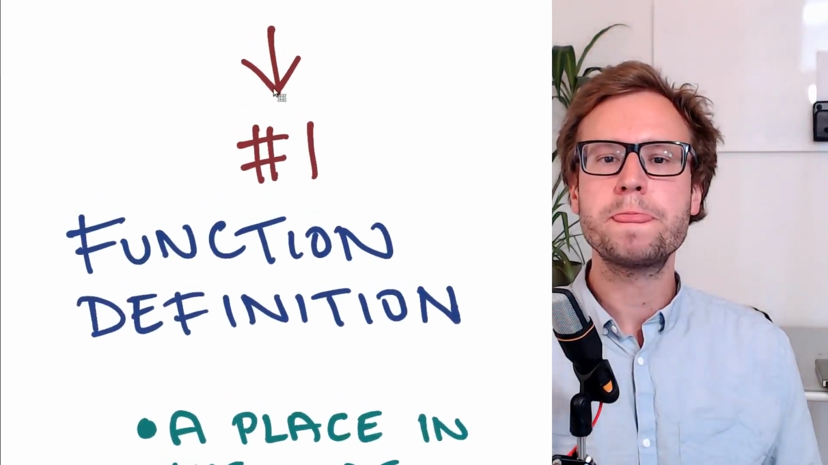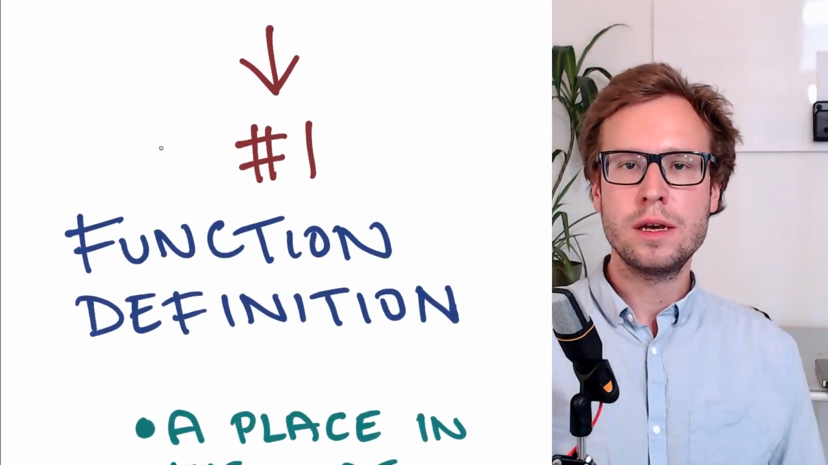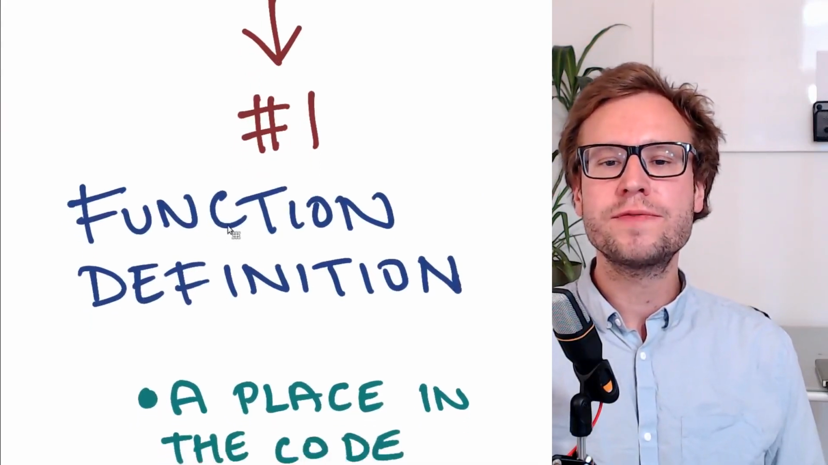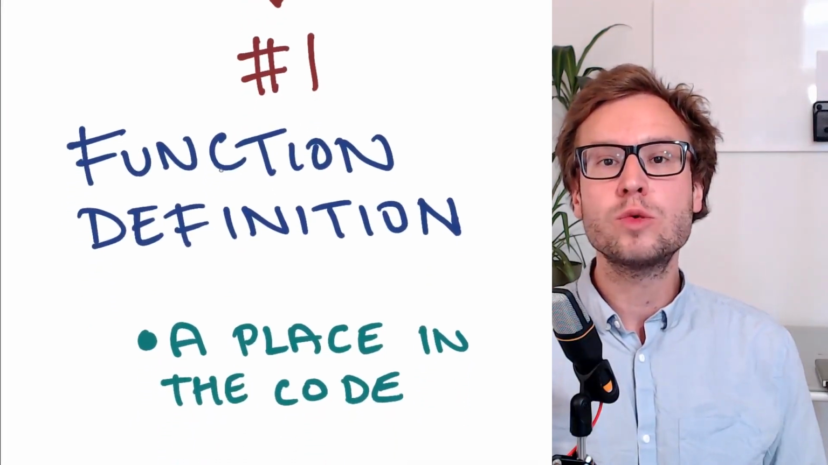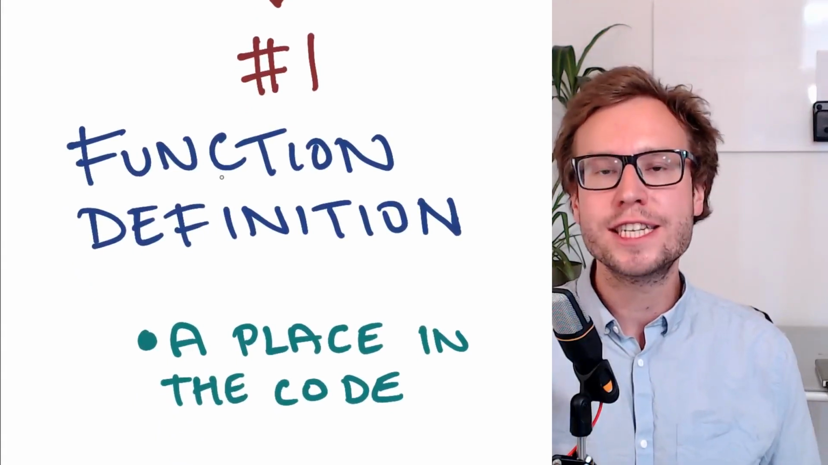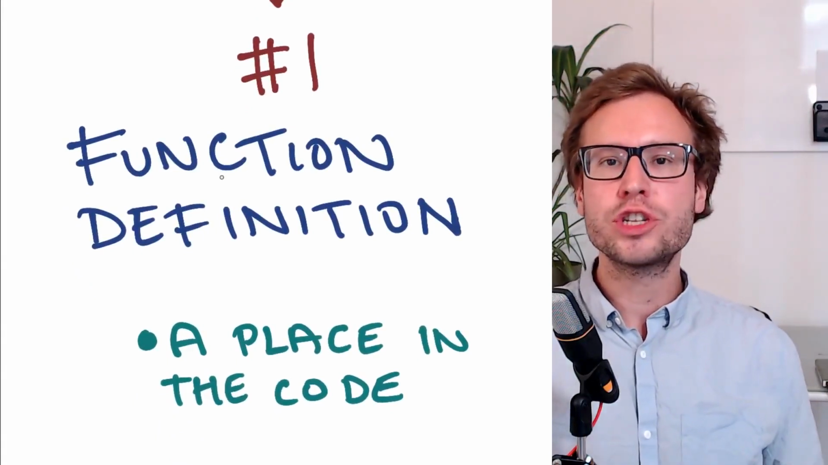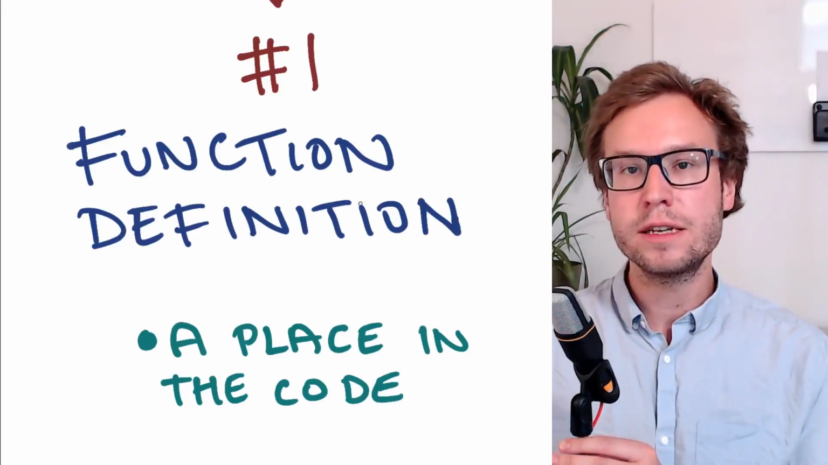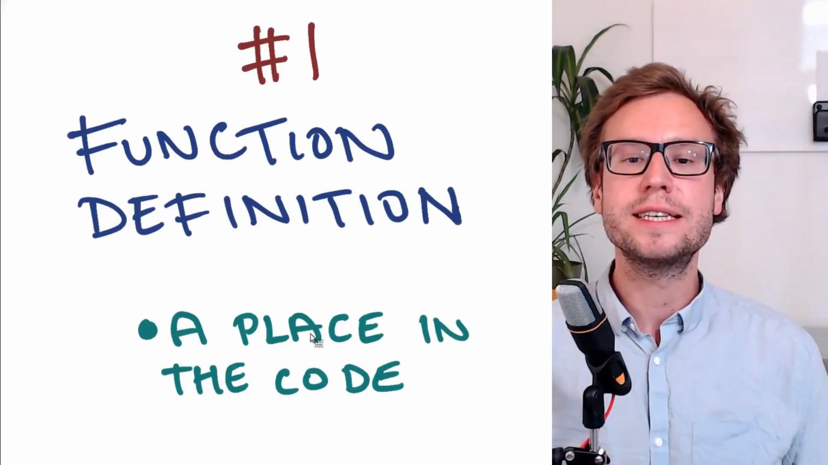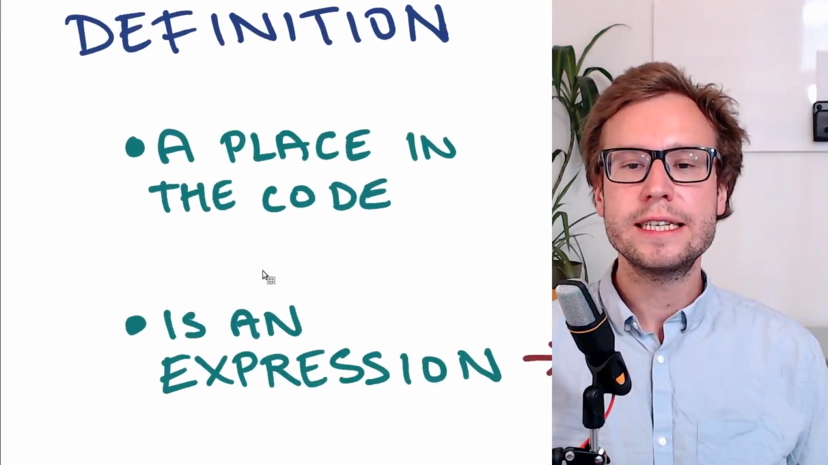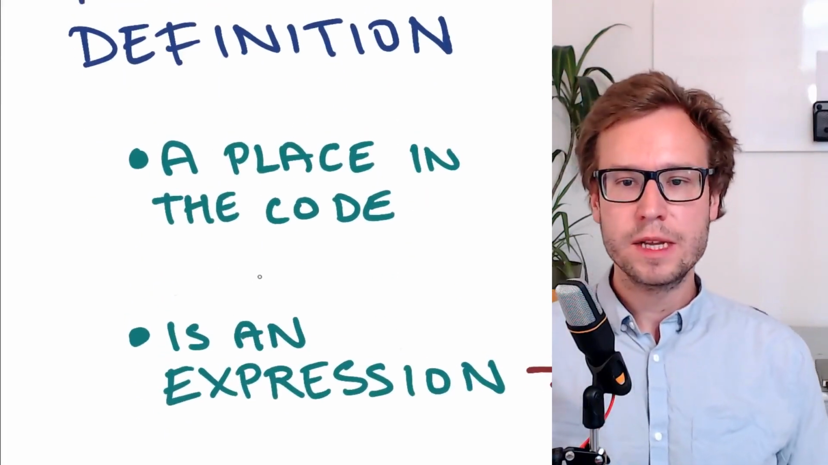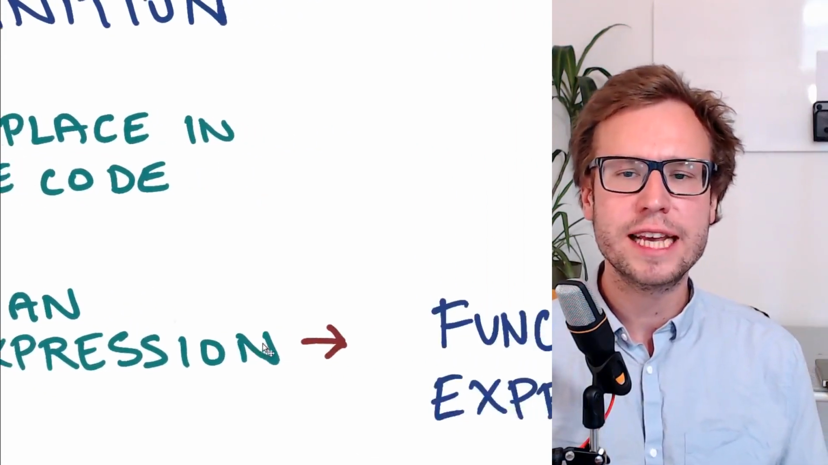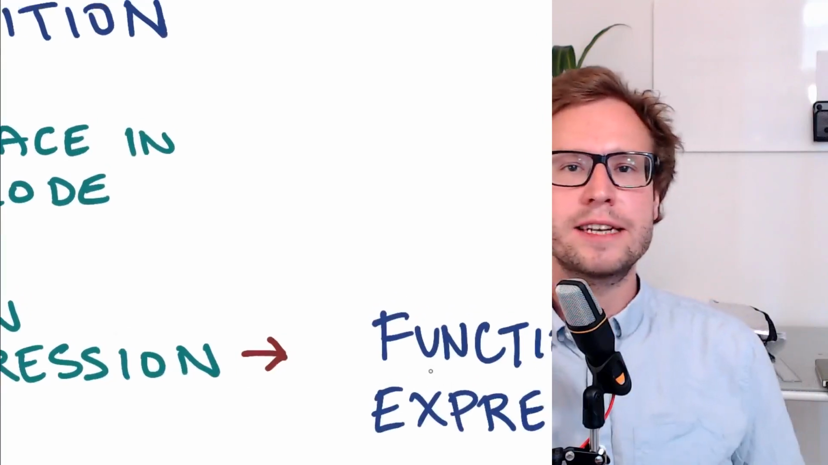Number one, the function definition. We'll start by explaining what this is. A function definition, first of all, is a place in the code. It's where in the code your function is defined. So that's a good starting point because you can see that in the code. You can go into your code and find where this place is. And it's an expression. A function definition is an expression. Now let's unpack that a little bit.